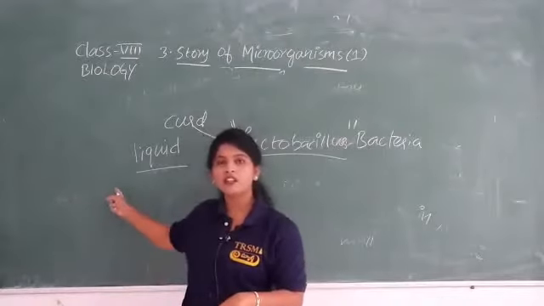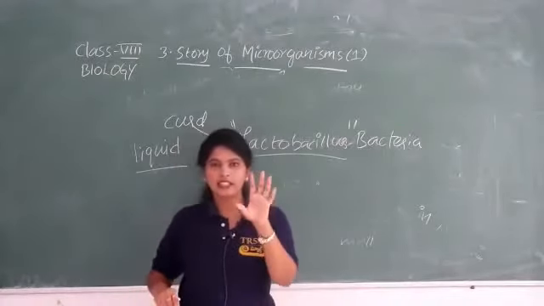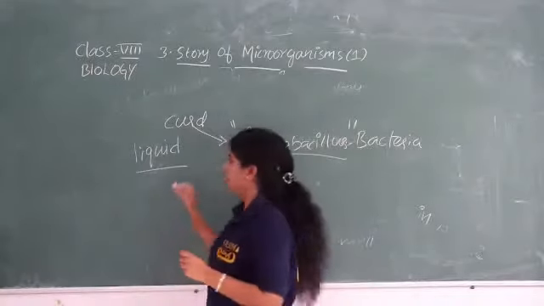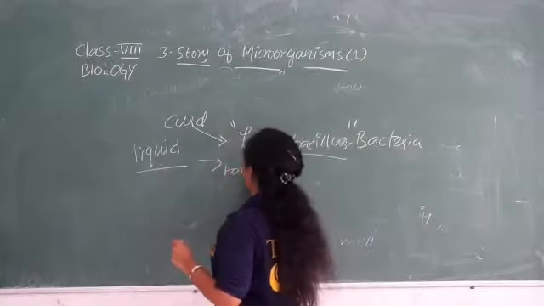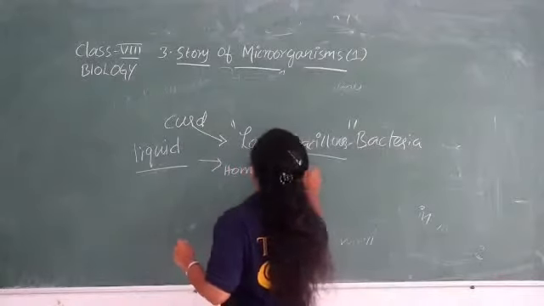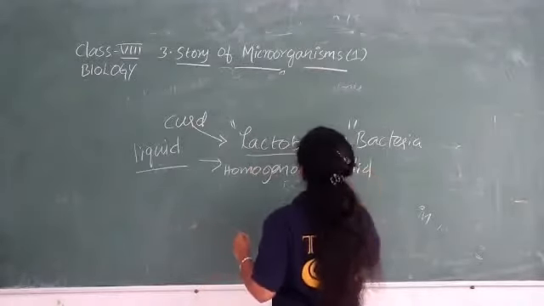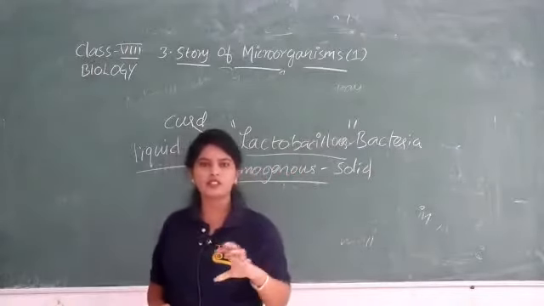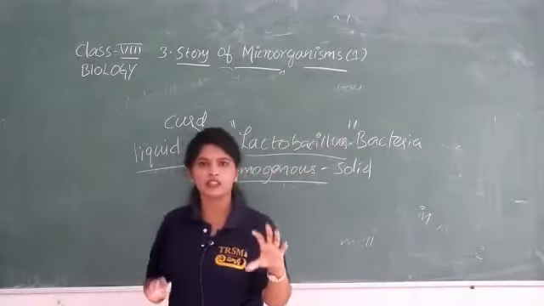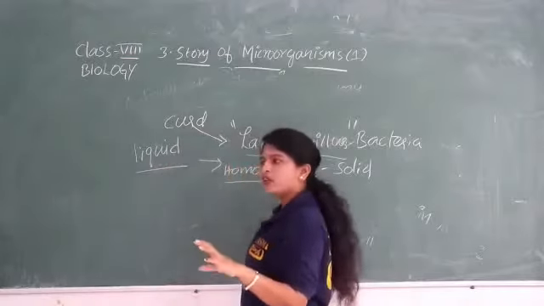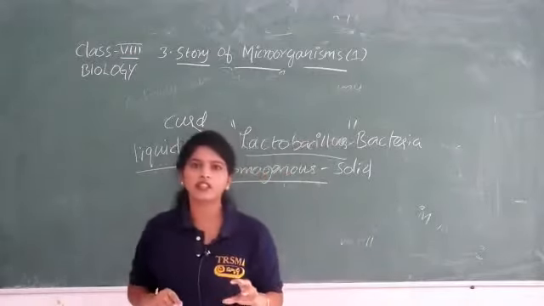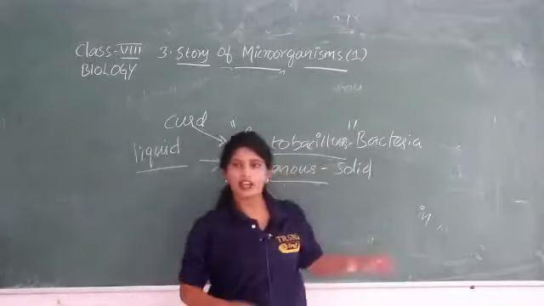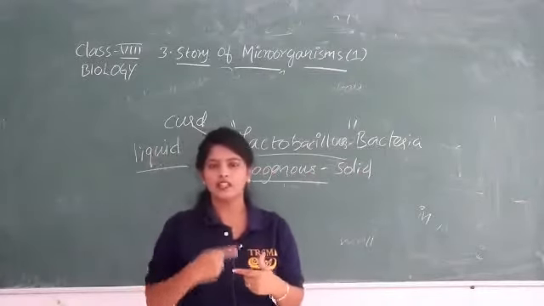Initially the milk is in liquid form, and after a while, when you add one drop of buttermilk to it, it turns into a homogeneous solid. Homogeneous means uniform in concentration, uniform in the same sense. So how does the liquid turn into solid? It is due to the presence of the bacteria, the lactobacillus bacteria. It makes the liquid milk into curd.